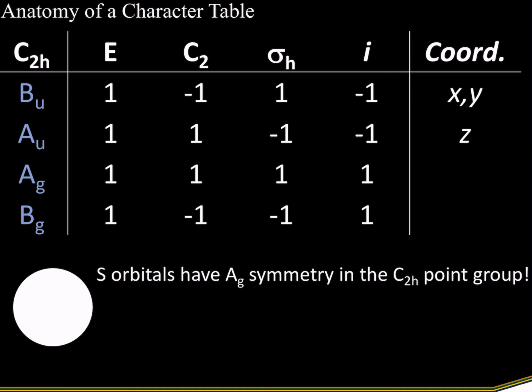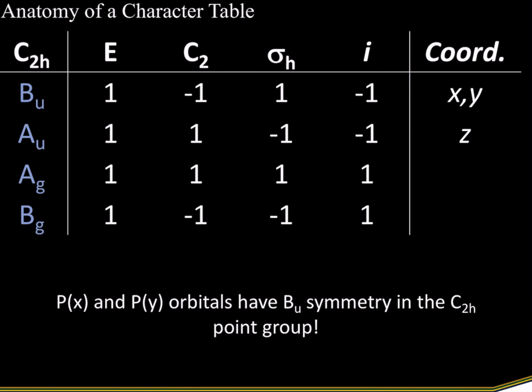If we rotate a sphere, we still end up with an indistinguishable sphere. If we were going to invert this sphere through the origin, we end up with an identical sphere. So this s orbital has this completely symmetric symmetry, and we would say that s orbitals match the AG symmetry within this point group.